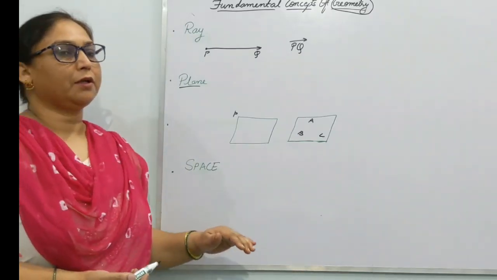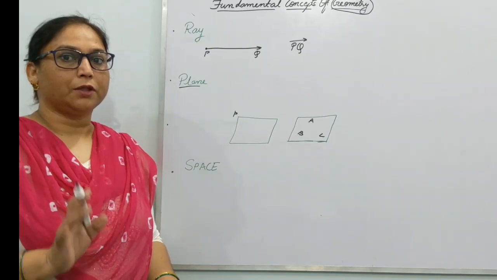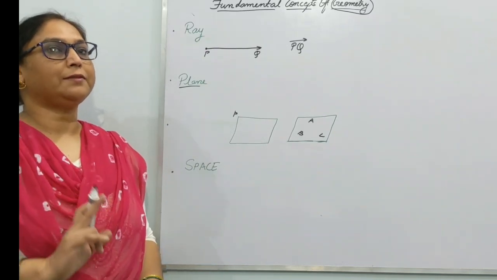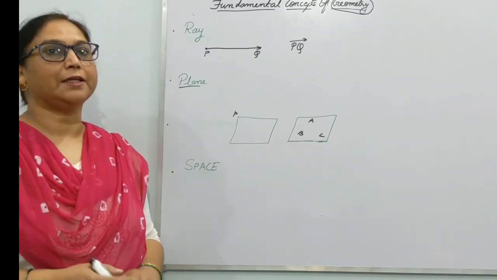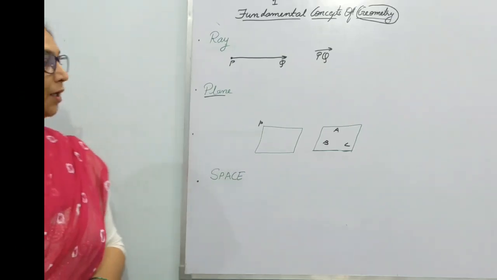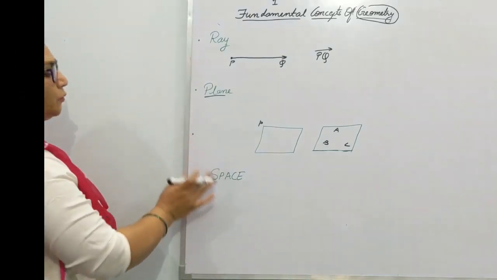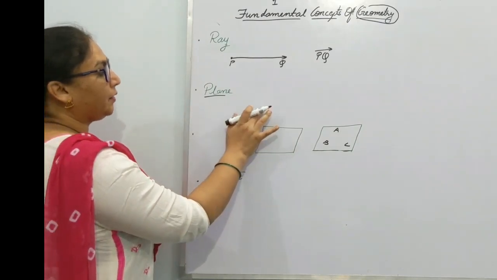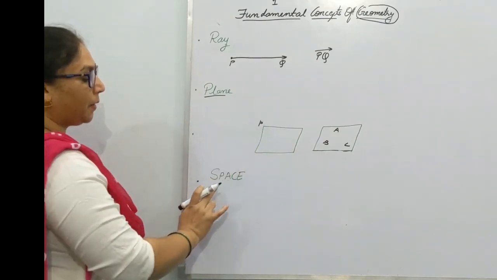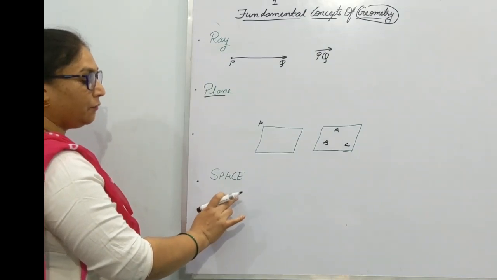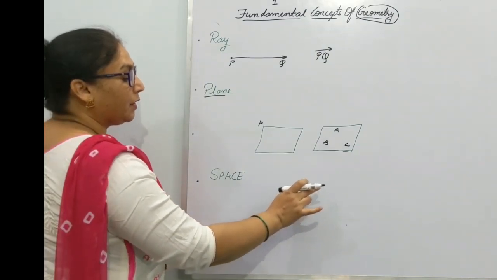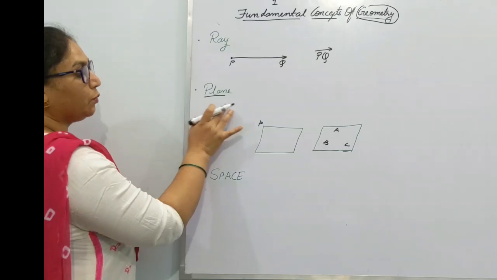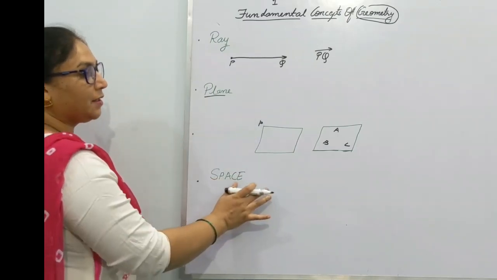For example, if you are in a room right now, the room with walls, floor and ceiling is a space. Now the difference in plane and space is a plane has infinite length and breadth but no height. But a space has infinite length, breadth and height. This plane is 2-dimensional and space is 3-dimensional.